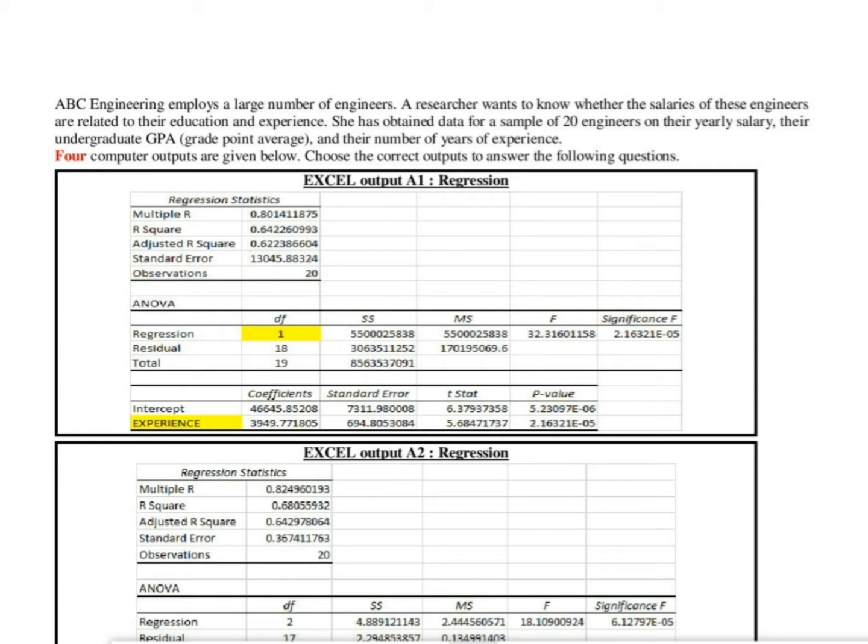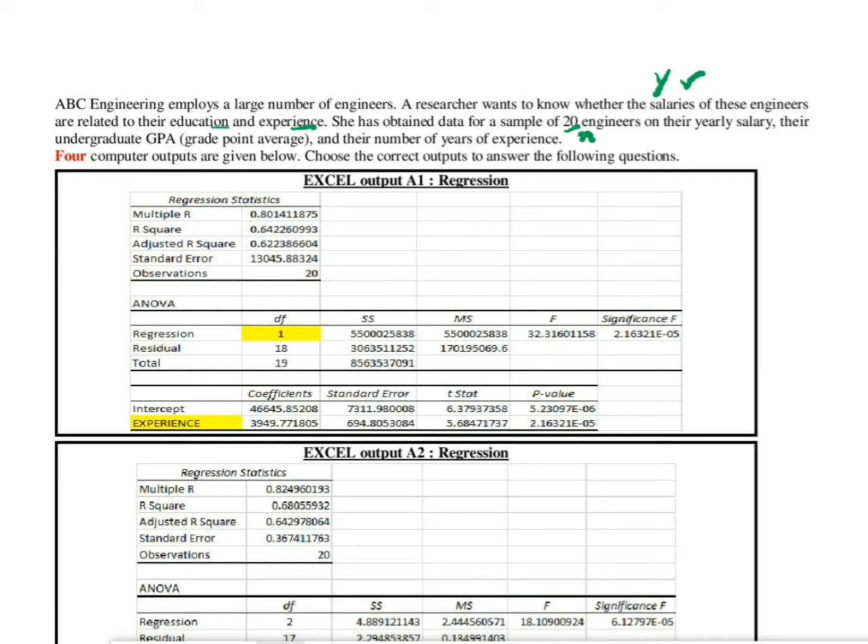So, according to the problem statement, salary is related to education and experience. Education and experience are two factors affecting salary. Therefore, salary is the dependent variable y, and the sample is 20 engineers. Sample size n is 20.